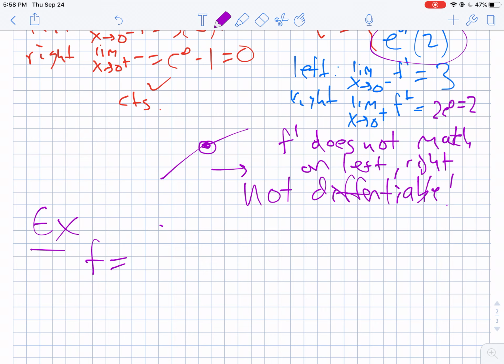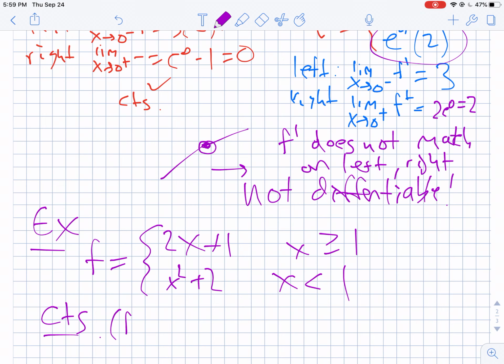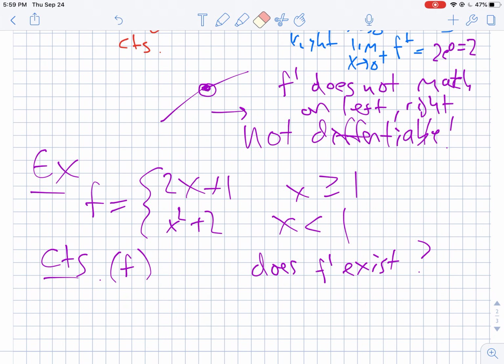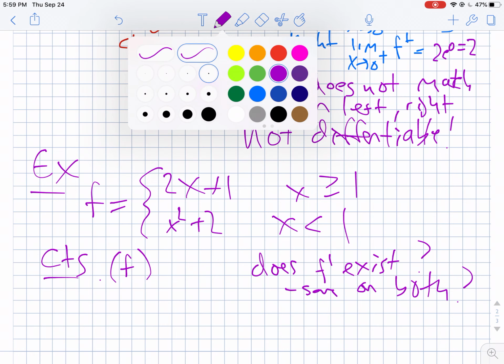Suppose I tell you f equals 2x plus 1 if my x value is greater than or equal to 1, and then x squared plus 2 if your x is less than 1. Okay, so we're going to check if it's continuous first, so we're going to check f, and then we're going to check, does f prime exist, and is it the same on both sides? Okay. So let's look at continuity.